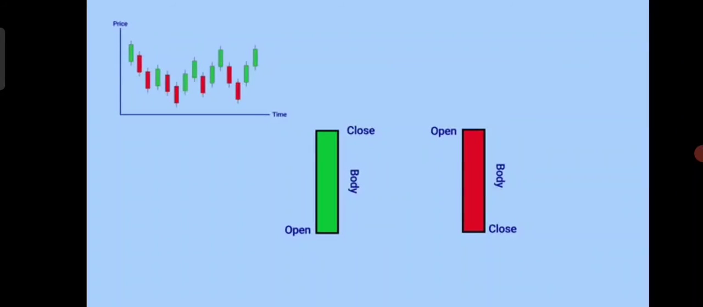The body of the candle denotes the difference between open and close, and you will find that often there are upper and lower shadows. Those shadows are actually the high and low of the day. If they are different from the open and close, then we will have these shadows. So a green body represents that the close was higher than the open, and a red body represents that the close was lower than the open.